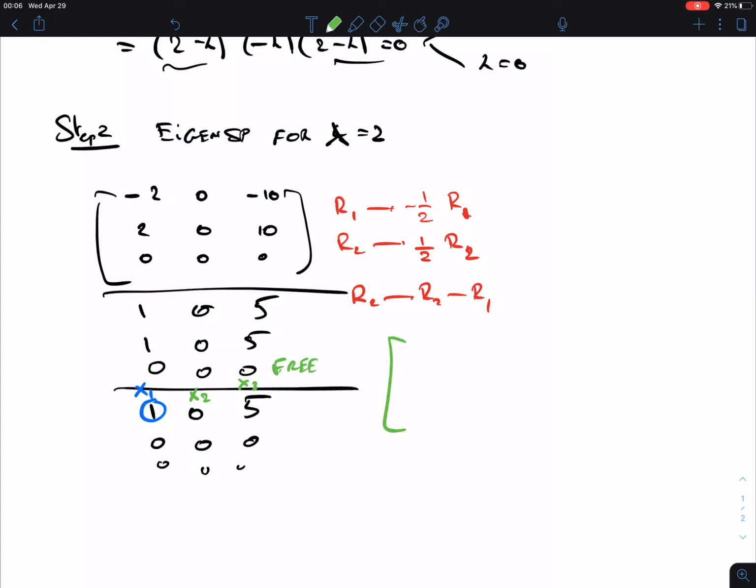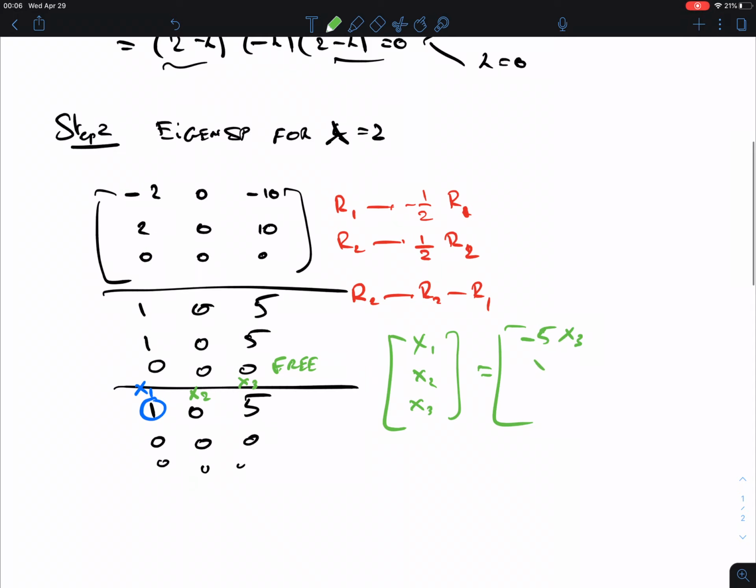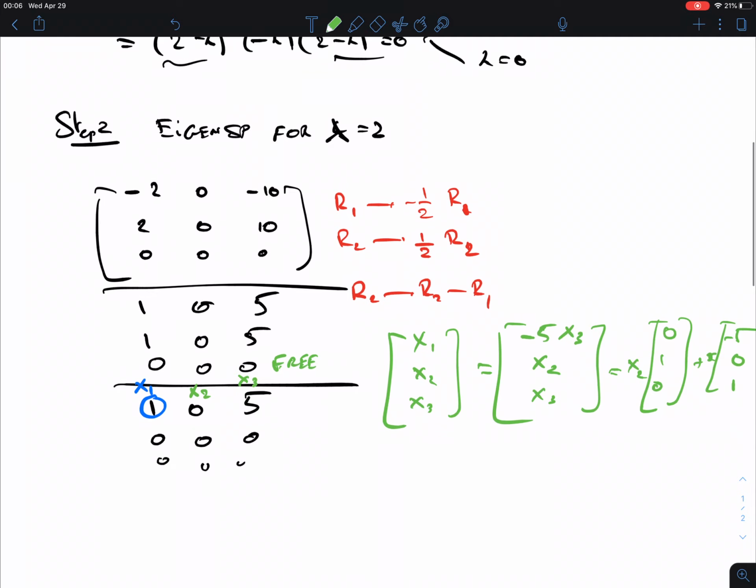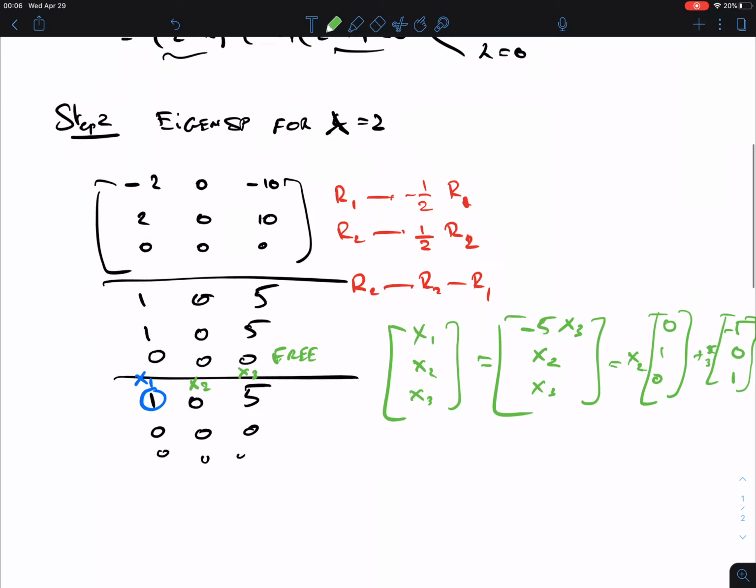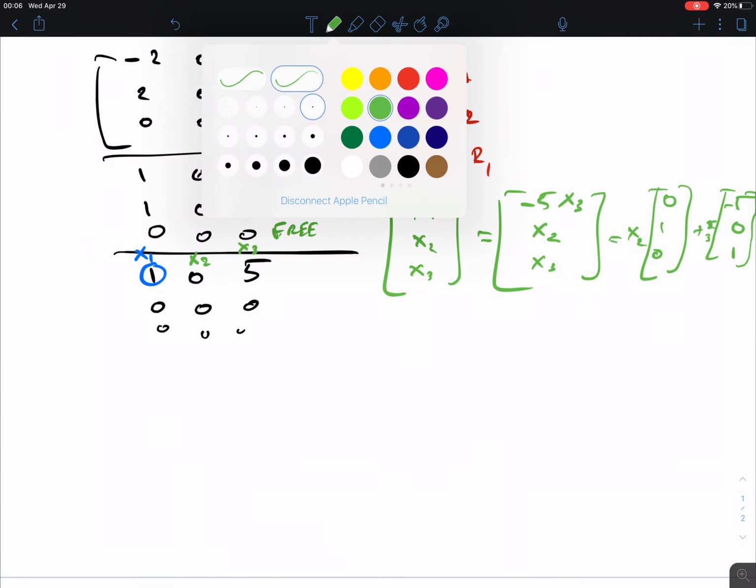Okay, that means that we can write x1, x2, x3. x1, from this, is negative 5 times x3. x2 is itself, and x3 is itself. So x2 times 0, 1, 0, plus x3 times negative 5, 0, 1. Be a bit careful. So we have the two basis vectors that we want to have.